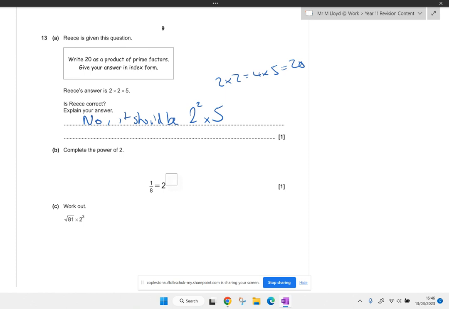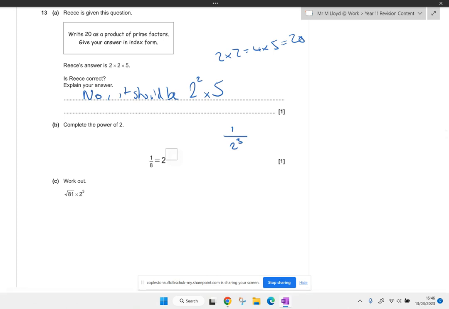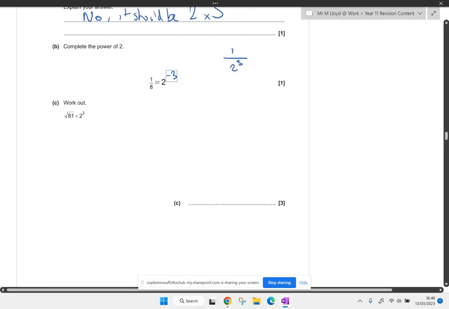Lovely. Right, complete the power of 2. This one's a tough one. So 1/8 is 1 over 2 cubed, because it's 2 times 2 times 2. And then when we have a number that's been put into a fraction like this, a negative index will mean 1 over. So it means we're going to have 2 to the negative 3, and that's quite a tough one. So don't worry if you've not seen that one, but do revise it.